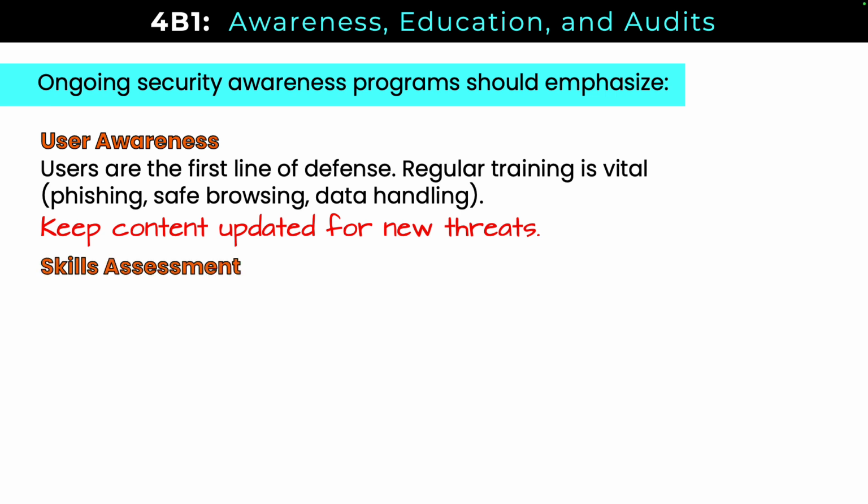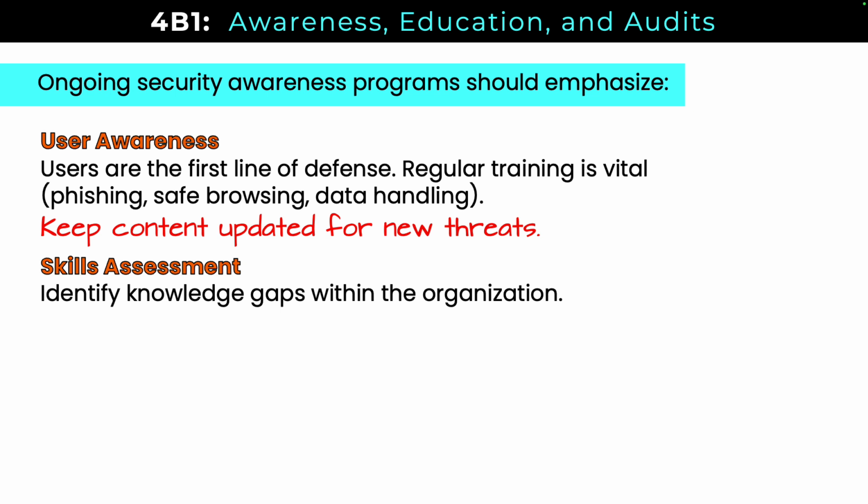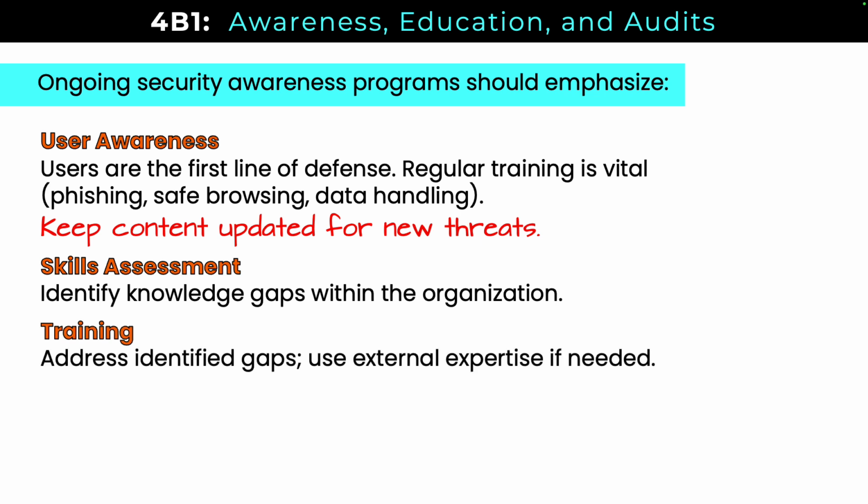Skills assessment, so identifying knowledge gaps within the organization, understanding where our people need additional role-specific training. So we can come in and address those identified gaps. We may use external expertise if needed. It's okay if we don't have the skills in-house to train that user. We can bring in someone from outside the organization to meet the need. We need to know what we don't know, what we are and are not capable of within our organization.